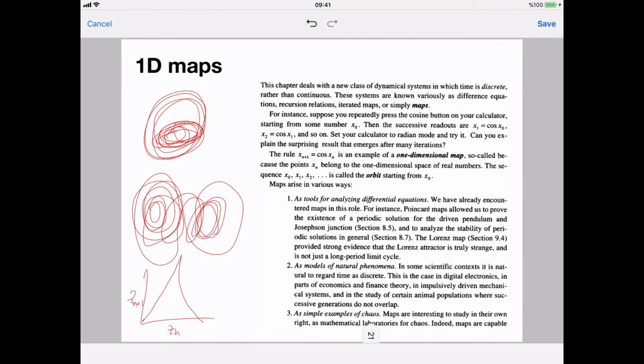So where do they occur? They occur as a tool for analyzing differential equations, as we see in here. They occur as models of natural phenomena. In some scientific contexts, it is natural to regard time as discrete. This is the case in digital electronics, in parts of economics and finance theory, in impulsively driven mechanical systems, and in the study of certain animal populations where successive generations do not overlap.